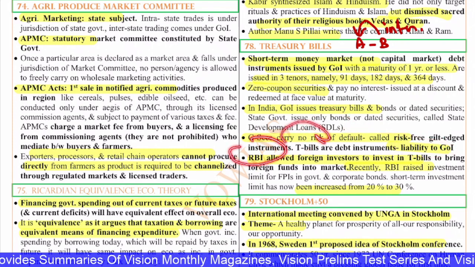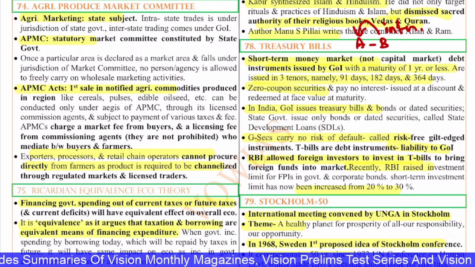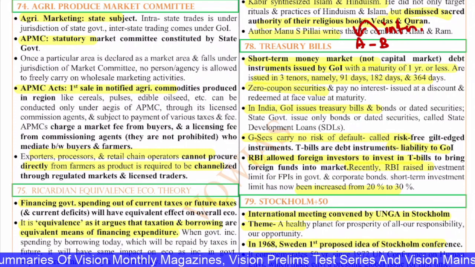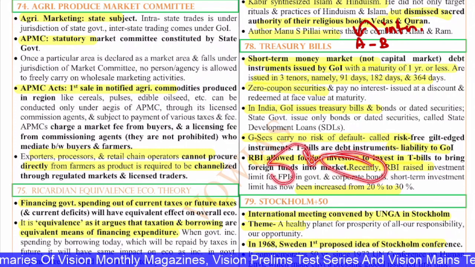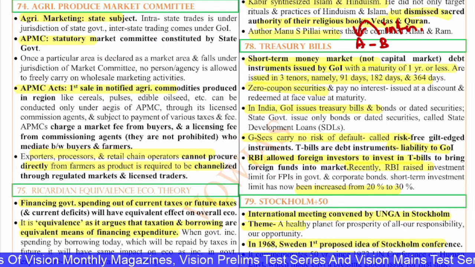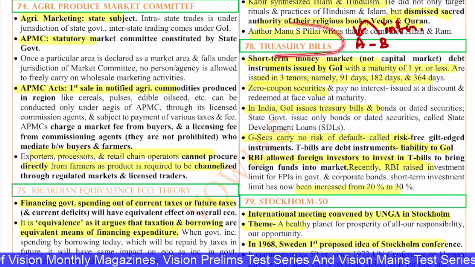RBI allowed foreign investors to invest in T-bills to bring foreign funds into the market. Recently, RBI raised the investment limit for FPIs in government and corporate bonds. The short-term investment limit is now increased from 20 to 30%. This is about the treasury bills or T-bills.